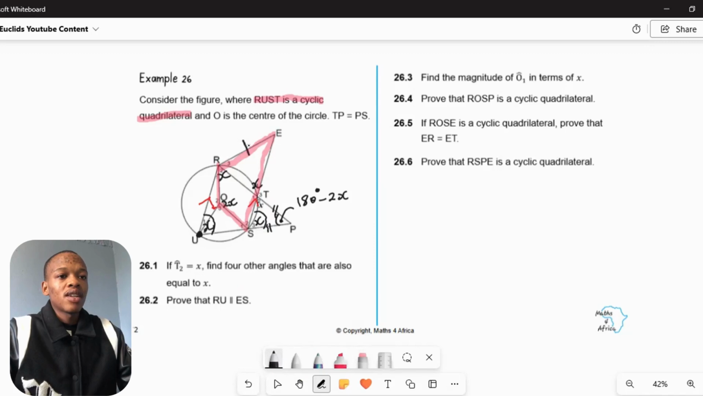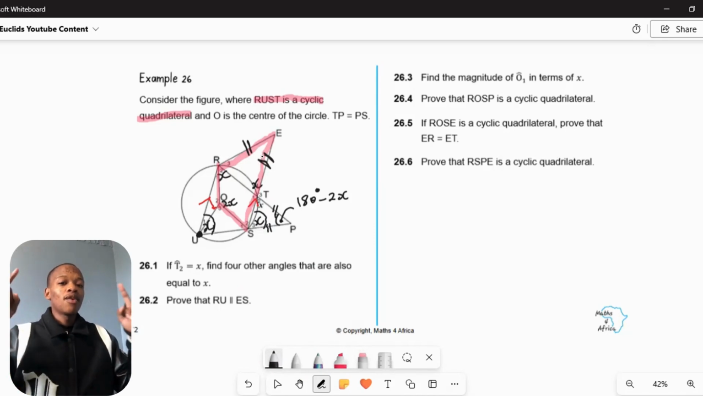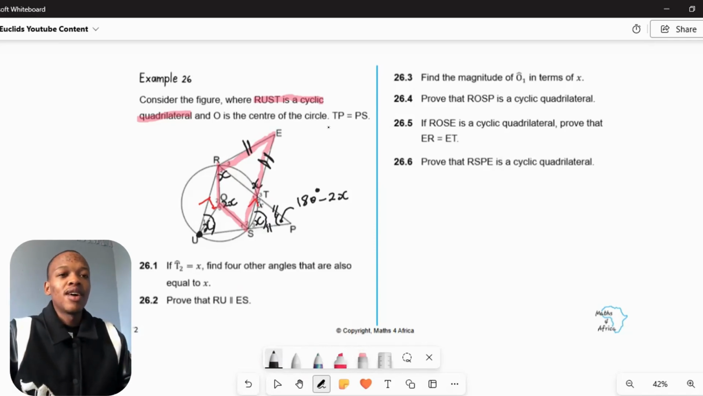So here is ER. We are supposed to prove this one is equal to this one. They are not yet equal until you prove they are equal. So how do you prove they are equal? The angles that are opposite these sides should be equal, which means this and this should be equal. All right, now how are they going to be equal? Now I have to check if I can make R3 equivalent to x. Is that going to be easy? I don't think so.